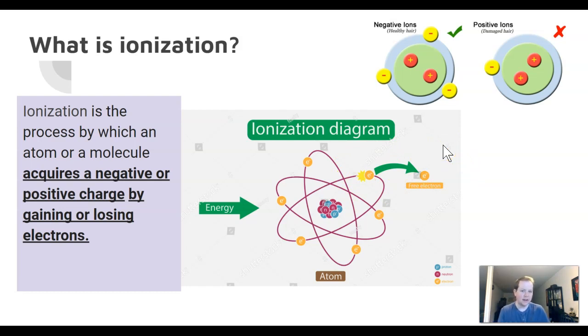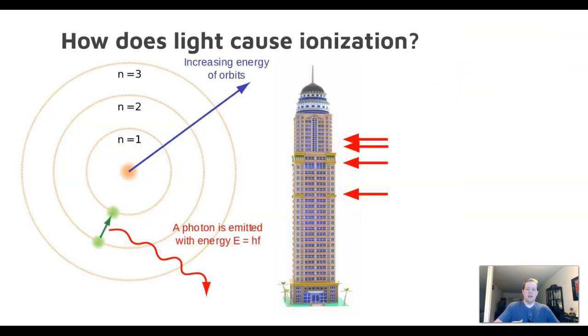Okay, what's going on? Let's figure out what's happening. So how do electromagnetic waves, whether they're radio waves or gamma waves, cause ionization? Let's go back to what we saw in our last video.